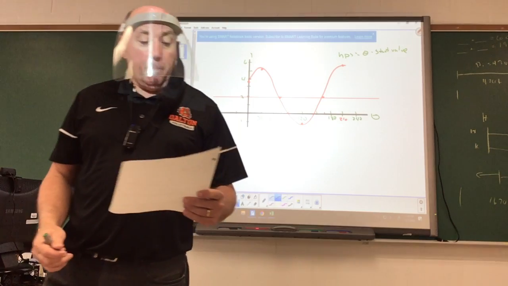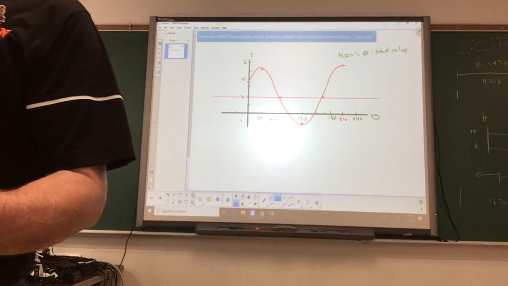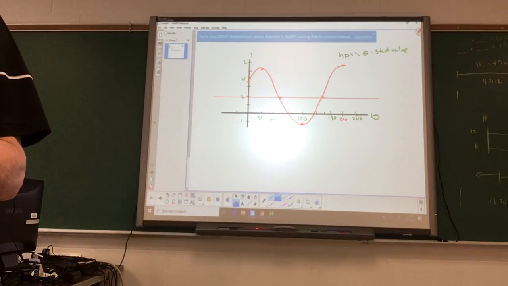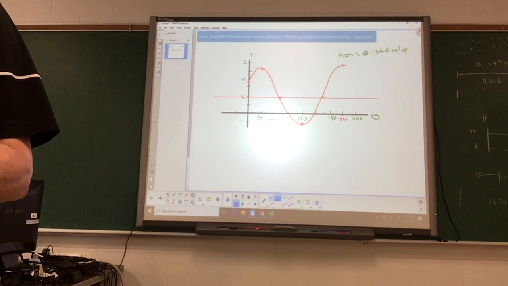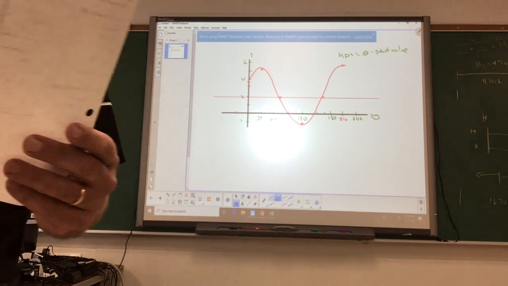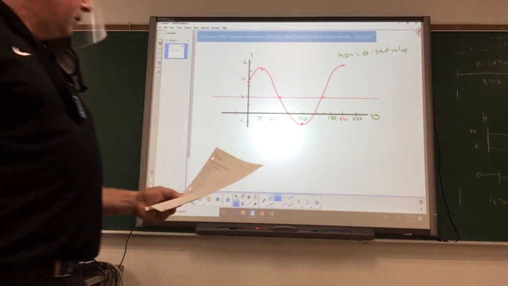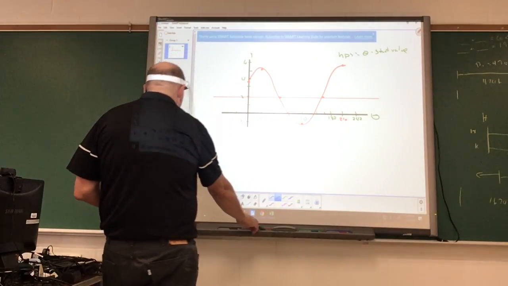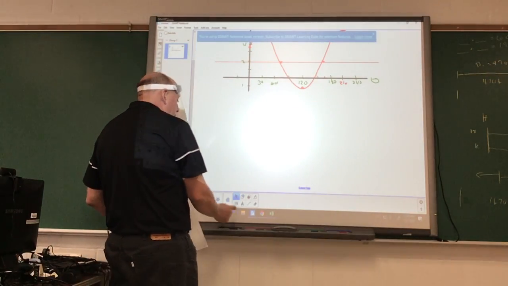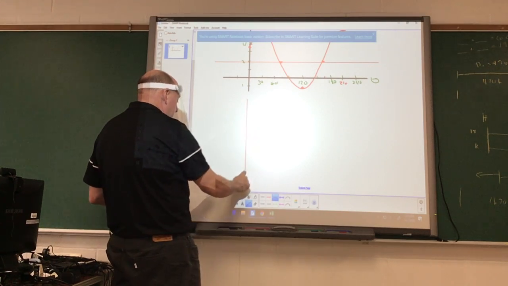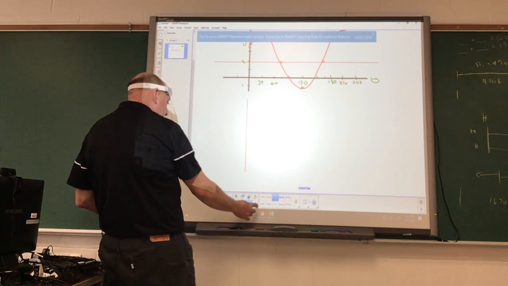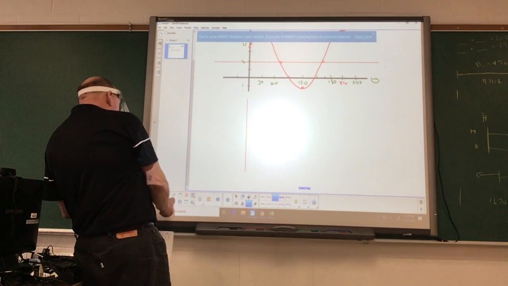Second one, we have amplitude of 2, period of 720, vertical phase shift of -1, horizontal phase shift of -60, and a y-intercept of 0. So once again, we need to space out our graph here.